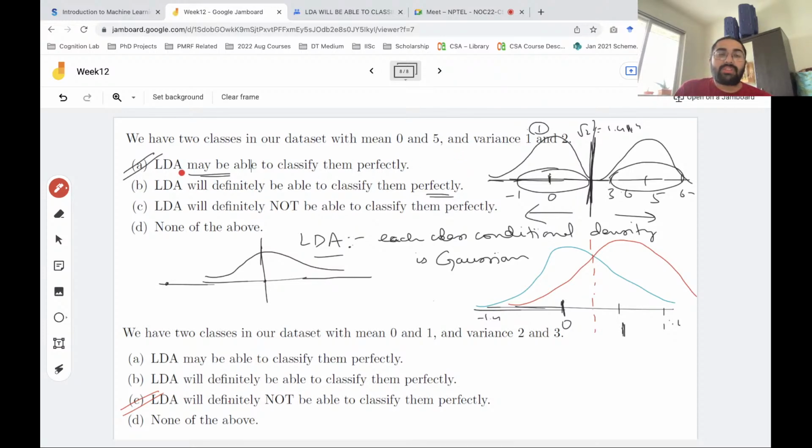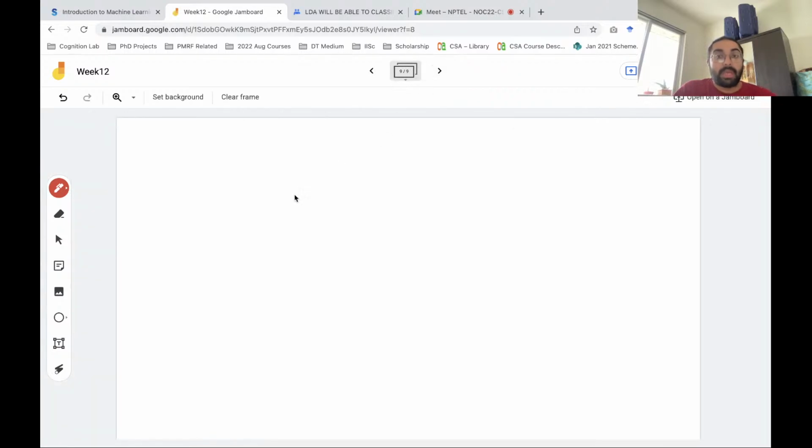So the point is, we're saying "may be able to", because there is a good amount of region between these two where there is no data present, right? The amount of overlap that is present between these two distributions will be very, very less. So what does it mean? It means that most likely I will not have any points there, right?